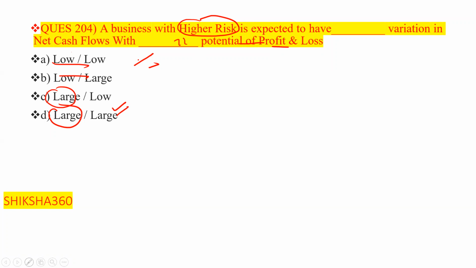So option number D is the correct answer here. A business with higher risk is expected to have large variation in net cash flows with the large potential of profit and loss. So this one is our answer.